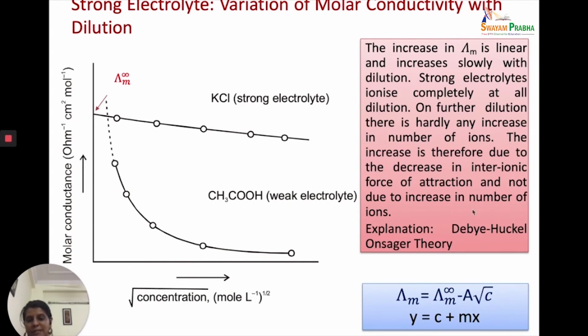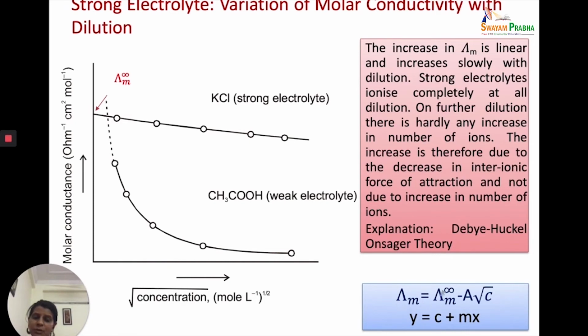The complete explanation for this variation was given by Debye-Huckel-Onsager theory. We are going to talk about it in later lectures. So this is about strong electrolyte. Because he found that this variation was linear in nature, Kohlrausch expressed it in the form of an equation.